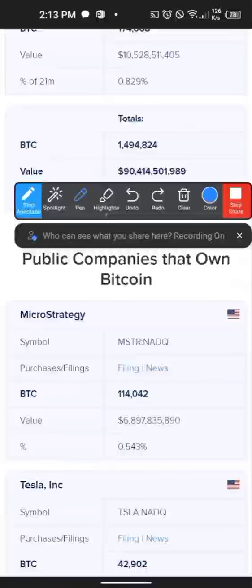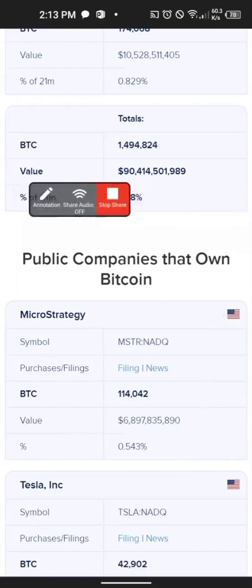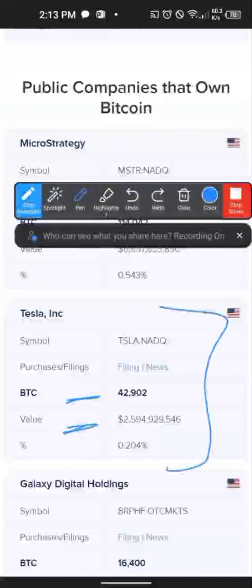So this is the first one, public companies that are holding Bitcoin. This is MicroStrategy. MicroStrategy is holding 114,000 pieces of Bitcoin. This is valued at about $6 billion. Then our famous guy, Elon Musk, he is having 42,902 pieces of Bitcoin, which is worth $2.5 billion.